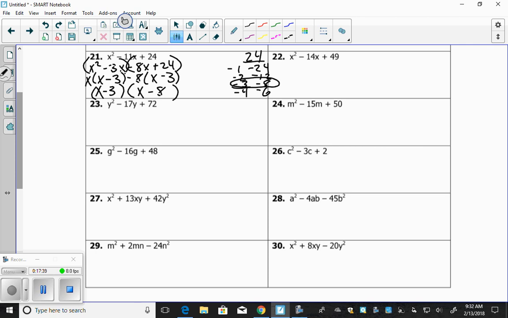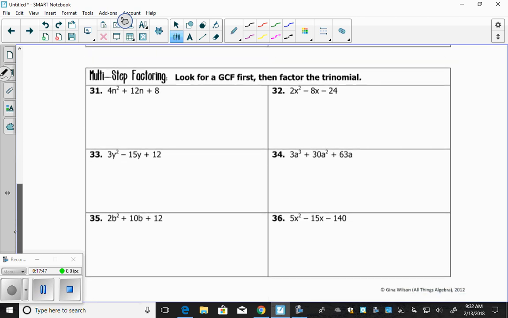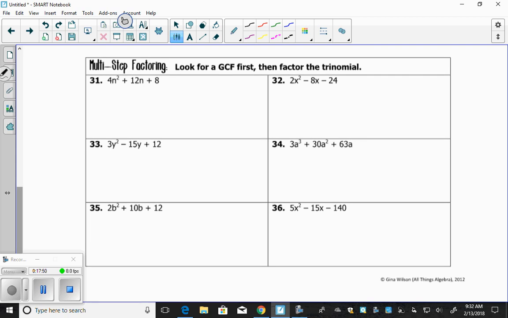I am going to skip down to the bottom. We're doing 31. Okay. This is multi-step factoring. So we're combining what we did yesterday with GCF and what we've already done today. The first thing you look for is GCF. What can you pull out from 4, 12, and 8? Not 8. 8 won't go into 4.